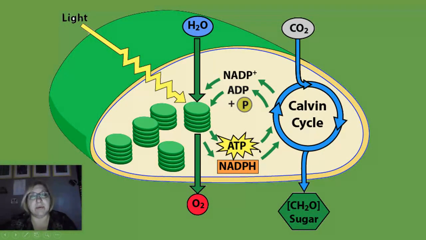And it does that through a light-dependent reaction in the thylakoid and a light-independent reaction in the stroma of the chloroplast, and that's called the Calvin cycle. So all of that together gives us photosynthesis.